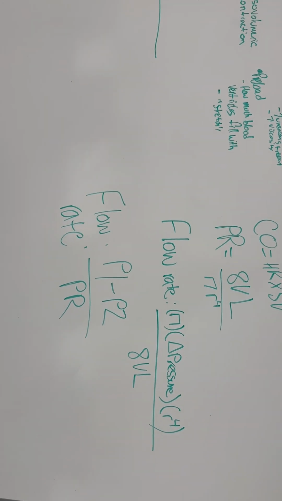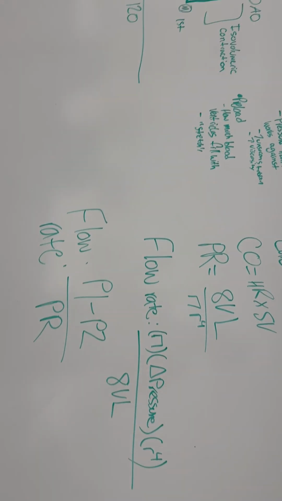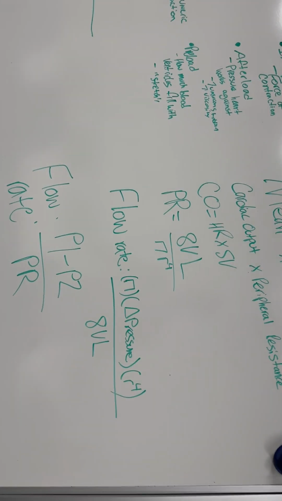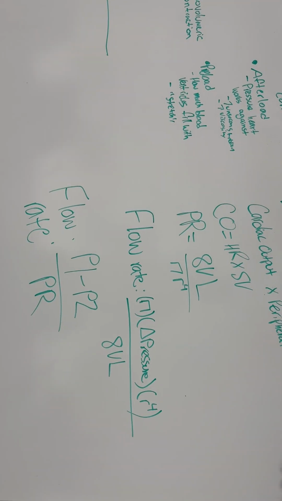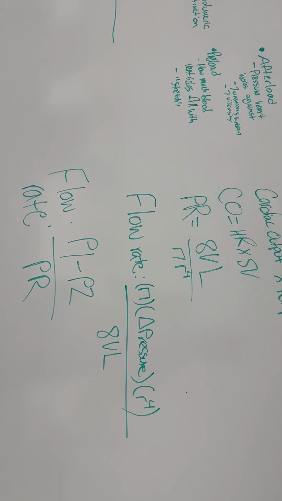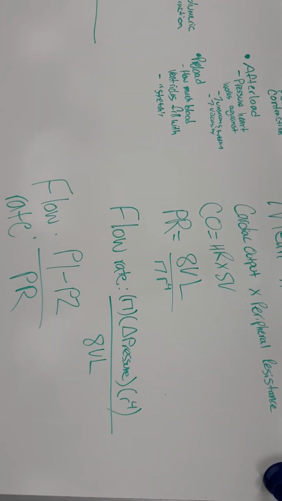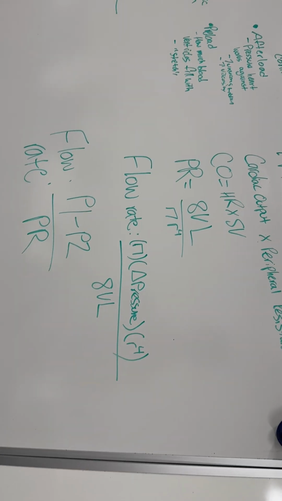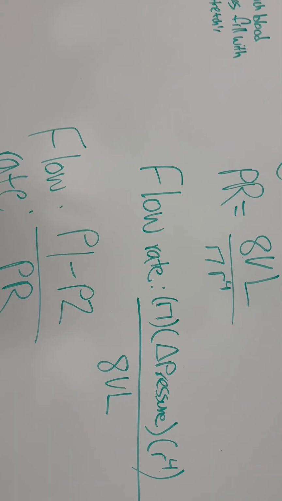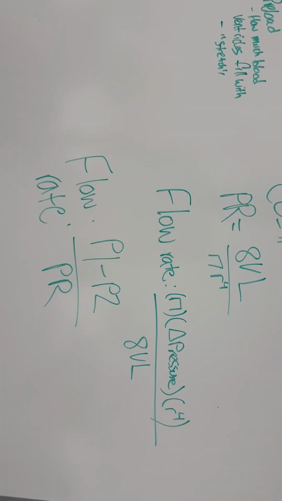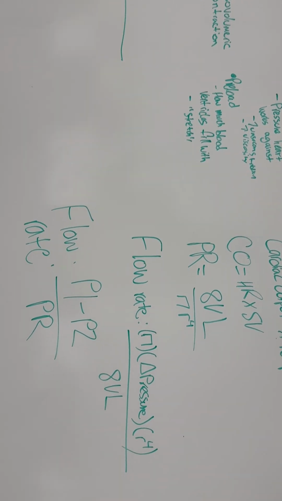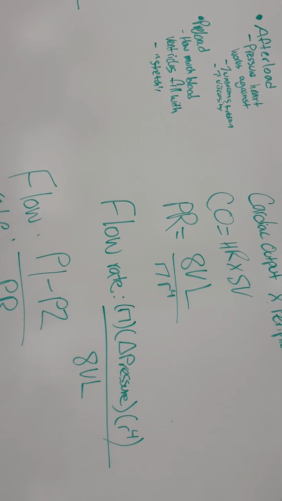But basically what it's saying is that if you have high pressure on one side of a tube and low pressure on the other, combined with low peripheral resistance, you're going to have a faster flow rate. But if you have high peripheral resistance, your flow rate is going to be slower because it's harder to move that fluid through that constricted vessel there.